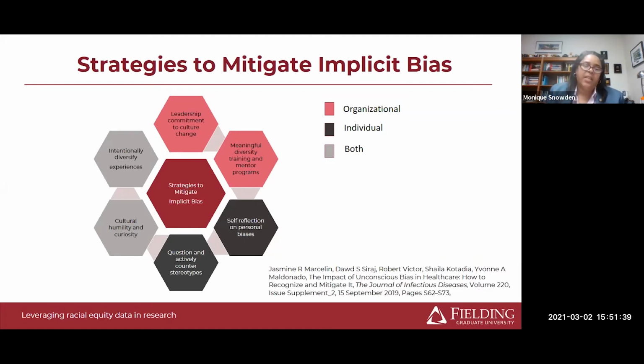And then there's this space of both, where we can intentionally diversify our experiences. So intentionality is really important in this work, that we be not only intentional, but diligent in our actions, right? In the work that we're trying to do. And then cultural humility and curiosity, being willing to show up today at this webinar to hear somebody talk about this, and being willing to lean into this, for everyone who put something in the chat, and everyone who raised their hand and said something. This is all a part of the actions that we can take to start moving towards mitigating implicit bias.